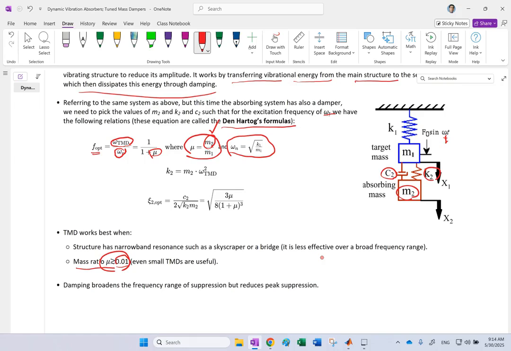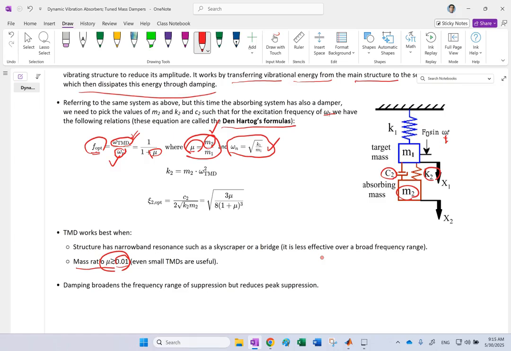Then what? Once you have M1 and M2, M1 is already given, M2 you picked, you can determine mu. From mu, you can determine this ratio. And omega n is already known because your original system is known. That will give you omega of the tuned mass damper system.